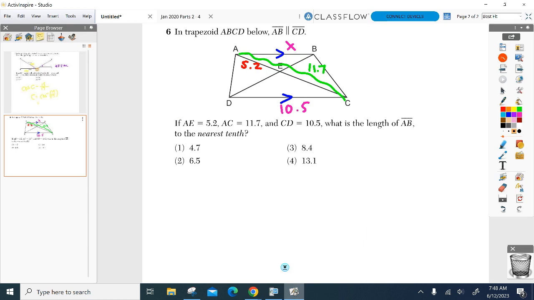Anything you see? Angles formed by parallel lines. If not, I'll just move on. Okay, make sure you write it down.